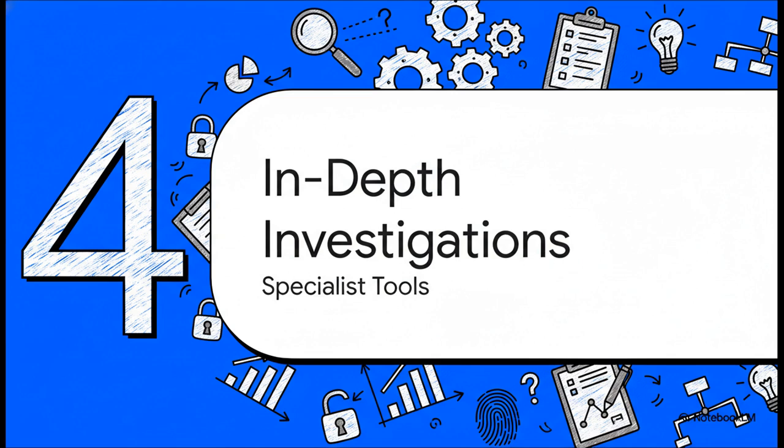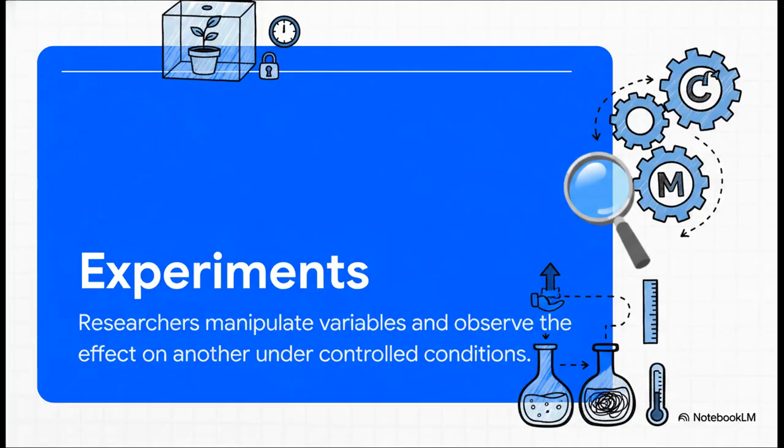Sometimes you need to do more than just ask or watch. Sometimes you need to step in and get your hands dirty, and that's where our specialist tools for in-depth investigations come into play. This is the classic scientific method right here. The two magic words are manipulate and controlled. See, unlike observation where you just watch the world as it is, in an experiment, you actively change one thing to see how it affects another while trying your best to keep everything else exactly the same.